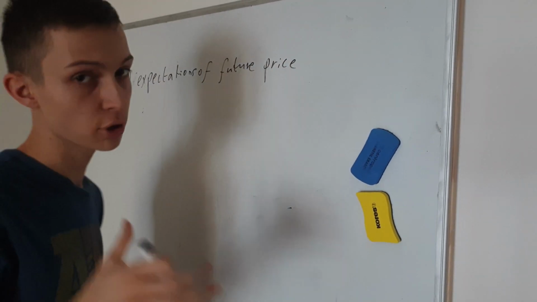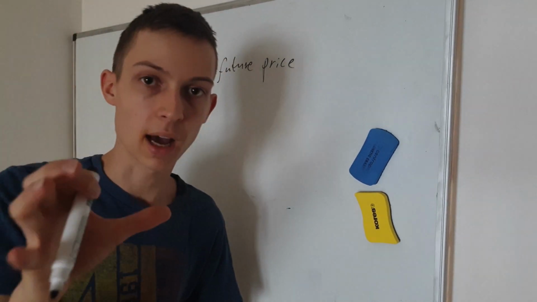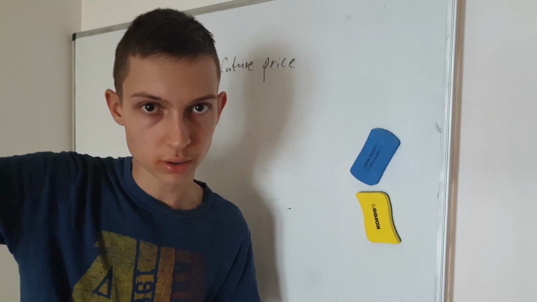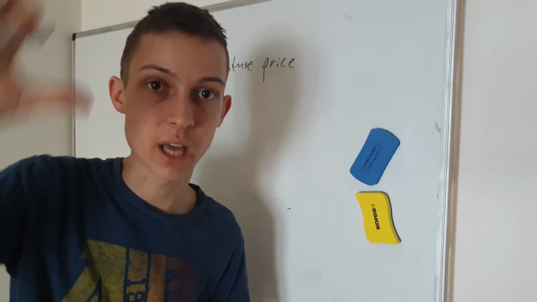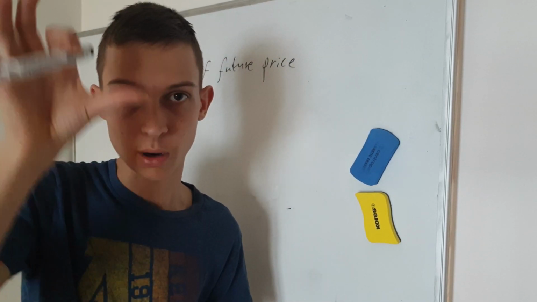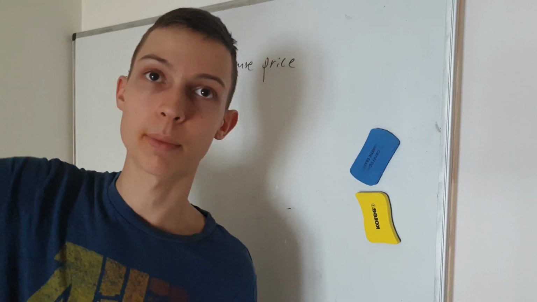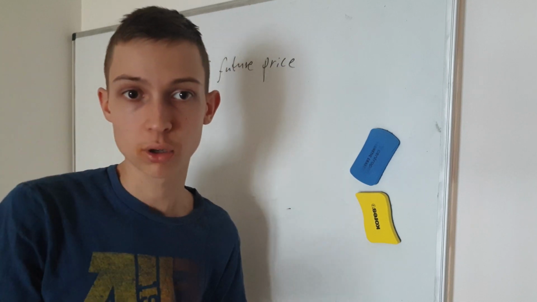Now, expectation of future price. When the supplier supplies at a certain price now, and he expects that the price will go up in the future, the supply will go down now. Okay, we're always talking about now. What he does now, when he expects something for the future, it's not that supply will go up in the future. I'm talking about what's going to happen right now.